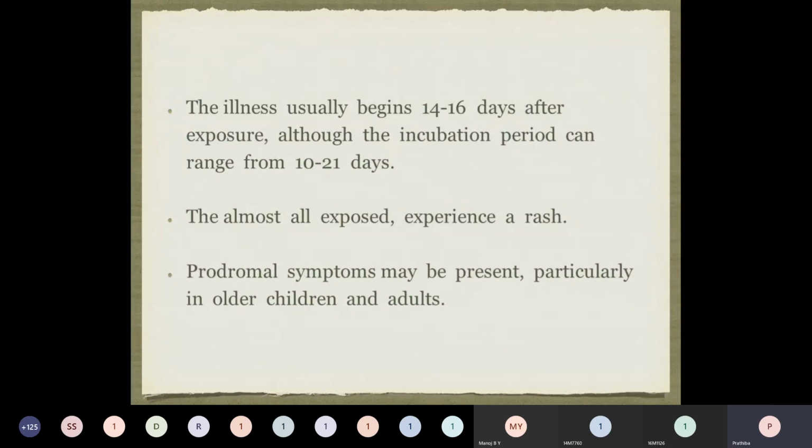Illness usually begins 14 to 16 days after the exposure, although the incubation period can range from 10 to 21 days. Almost all the exposed children will experience a rash. It can be a severe rash or it can even be a mild rash. Prodromal symptoms may be present, particularly in older children and also adults.